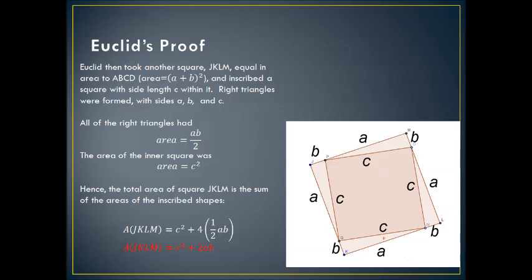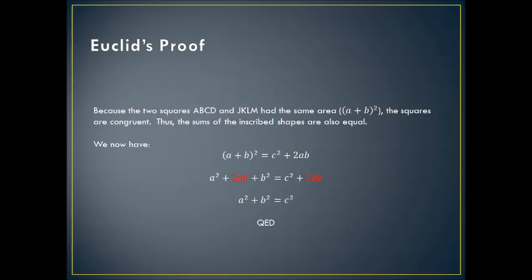To finish his proof, Euclid realized that the two squares ABCD and JKLM had the same area, (a+b) squared, and therefore those squares are congruent. Thus, the sum of the inscribed shapes were also equal. So now we have (a+b) squared equal to c squared plus 2ab. Expanding (a+b) squared out, you get a squared plus 2ab plus b squared equals c squared plus 2ab. Cancel out the like terms, and you get a squared plus b squared equals c squared, which we know to be the Pythagorean theorem.